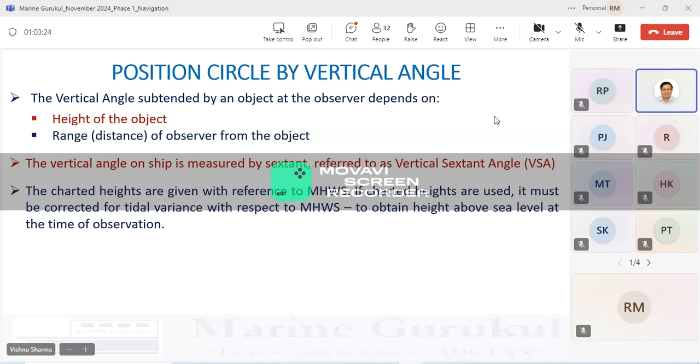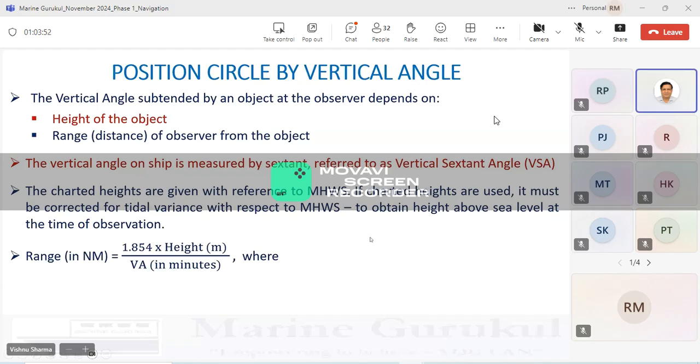The charted heights are given with reference to mean high water spring. If the heights are not given in the question and you have to use the charted height from your chart, then you must correct them for tidal variance with respect to mean high water spring, and thus obtain the height above the sea level at the time of making the observation.